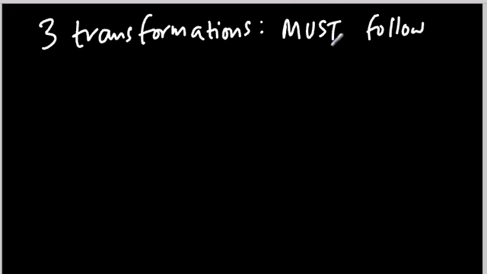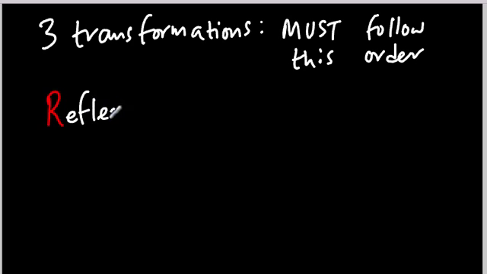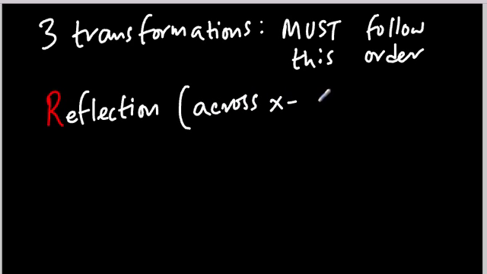So the first type of transformation that we're going to study is called a reflection. So I'm just going to write R. So a reflection. And there are 2 types of reflections. There's a reflection across the x-axis, and there's also another one which is across the y-axis. So that's the first type of transformation.